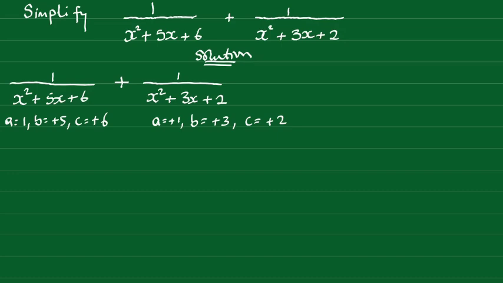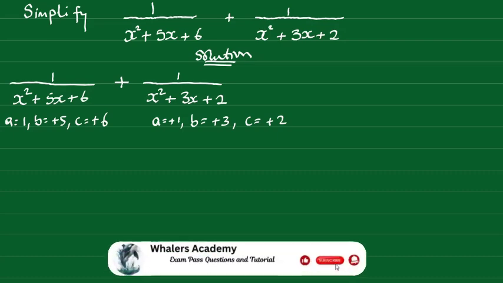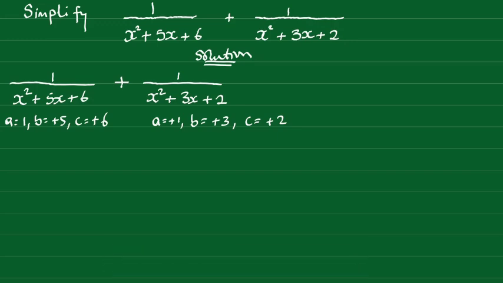are plus 2 and plus 3, because 2 times 3 gives us 6, while 2 plus 3 gives us 5, which is our value for b. While from our second fraction, the factors of c that give us b are plus 2 and plus 1, because 2 times 1 gives us 2, while 2 plus 1 gives us 3.